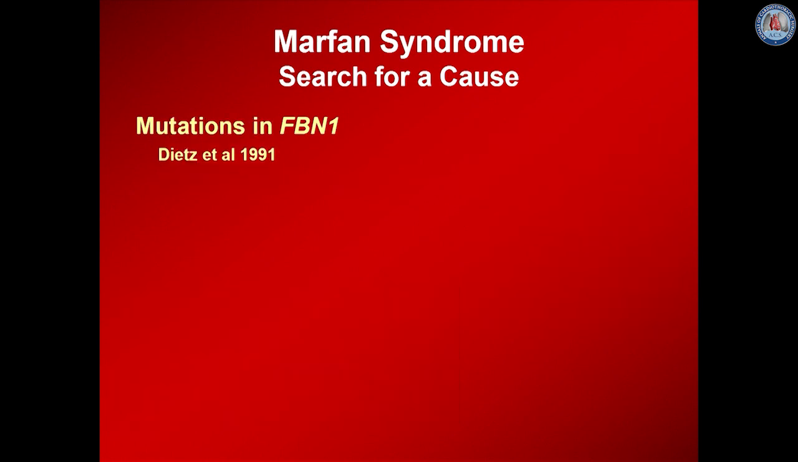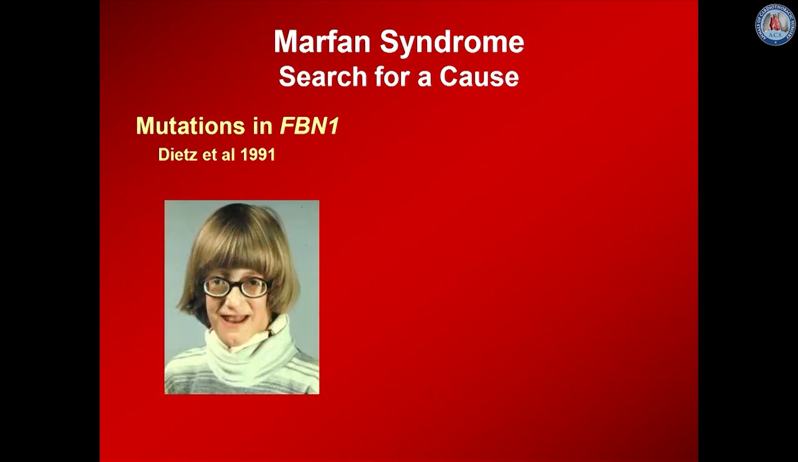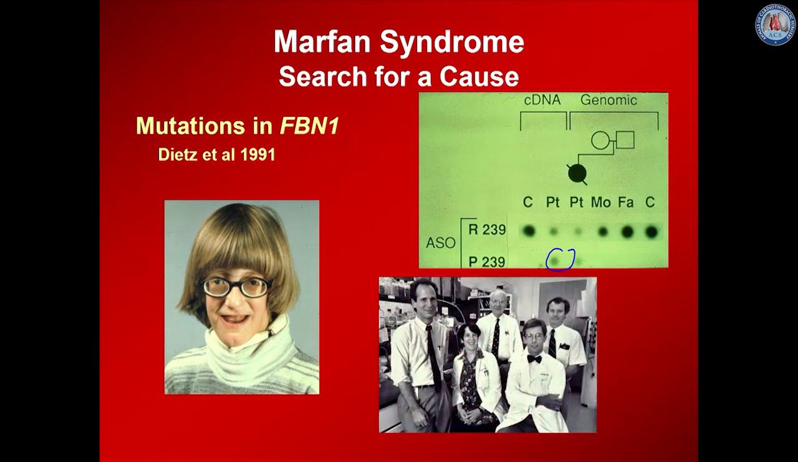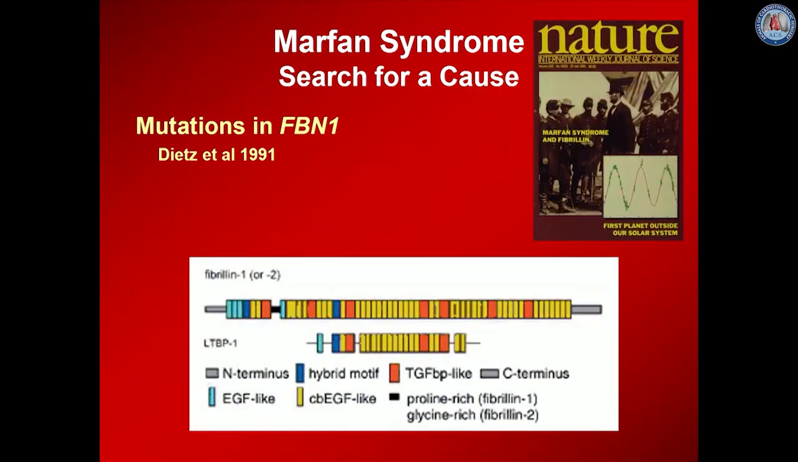So then the issue became actually detecting mutations in fibrillin 1 in patients with Marfan syndrome, and this was accomplished by Hal Dietz in collaboration with a number of us at Johns Hopkins. And in this patient and a similar patient, a mutation was found in her DNA in the gene for fibrillin-1. And this is the group at Hopkins that was responsible for this first detection of a mutation in fibrillin.